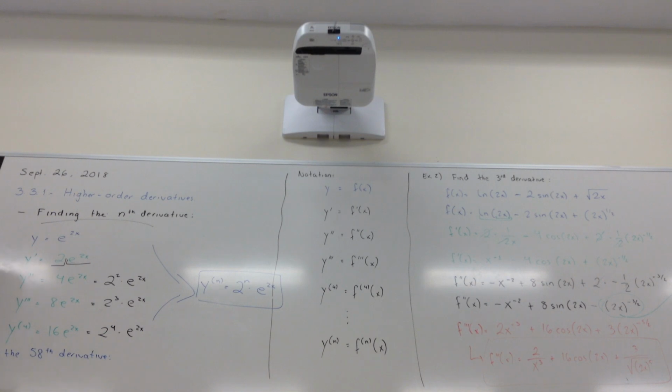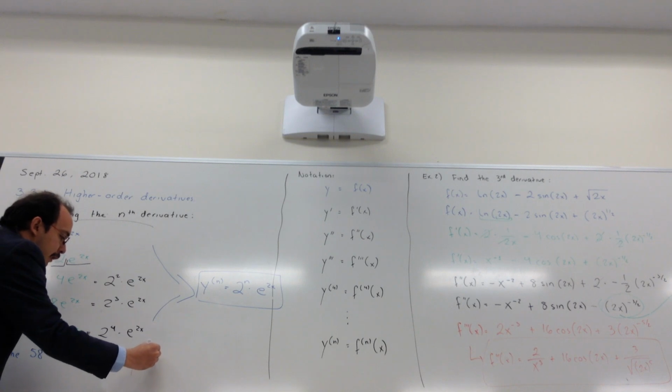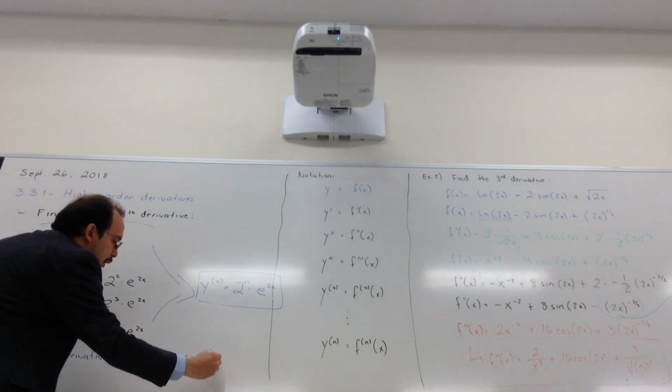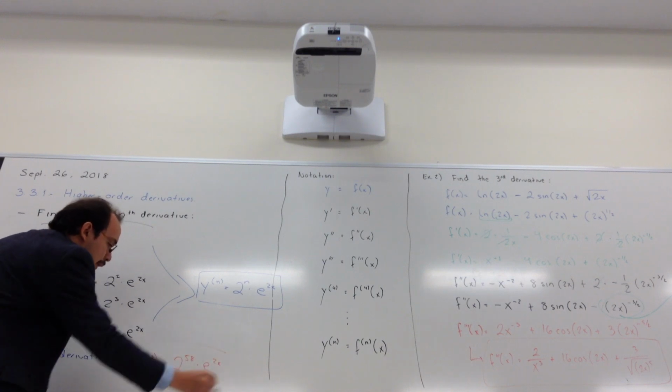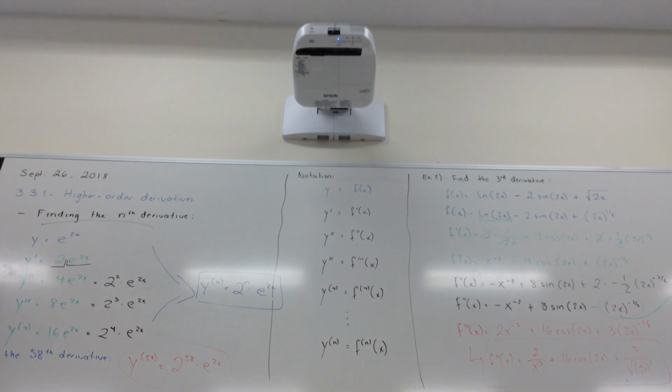What would you do? Well, you already have a formula. You just have to do it. So it has to be the 58th derivative equal to 2 to the 58 e to the 2x. No need to solve this. Just leave it indicated. Teacher, but in the second example, is it possible to obtain a general n derivative of every single term?